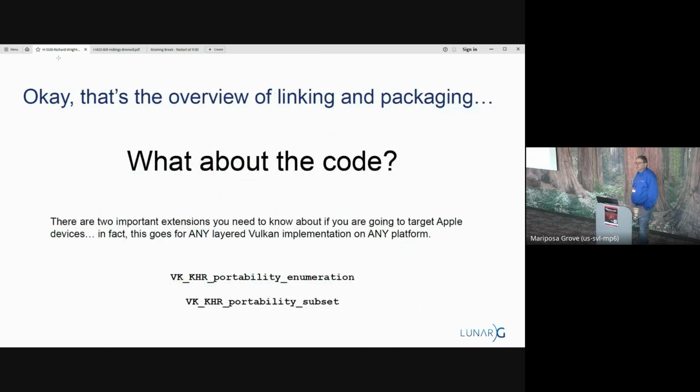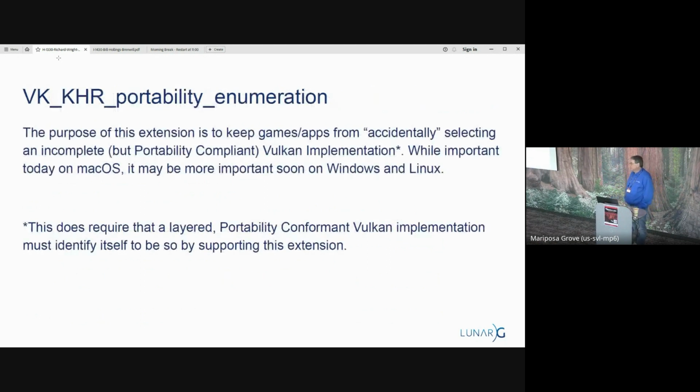Okay, so that's the overview of linking and packaging, your crash course in shipping an application on Apple. How is that different from Windows or Linux? What about the code? What do we have to do for all this portability stuff we talked about? The two extensions that we care about are the portability enumeration extension and the portability subset. So I'll talk about the first one first, obviously, the portability enumeration.